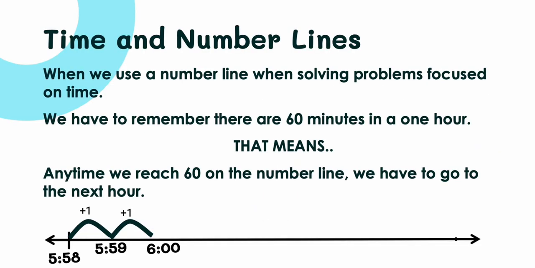When we use a number line when solving problems focused on time, we have to remember there are 60 minutes in 1 hour. So that means anytime we reach 60 on the number line, we have to go to the next hour. For example, let's say you arrive at a store at 5:58 and it has a big parking lot, and you want to see how long it takes you to get into the store. So let's say it took you 2 minutes. Okay, so on our number line, we would start at 5:58 and we add those 2 minutes. So we add our rock jump, 1 minute, and we end up at 5:59. Add 1 more minute, and instead of saying 5:60, we would say 6 o'clock.